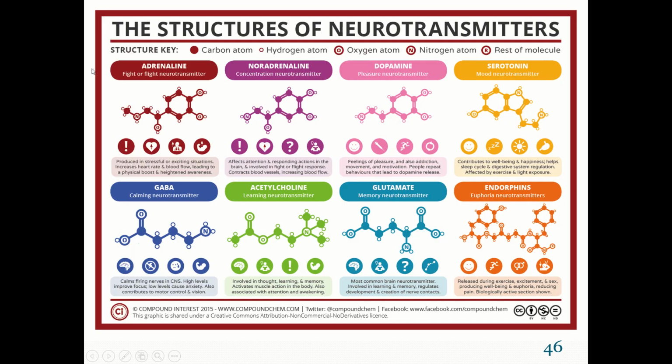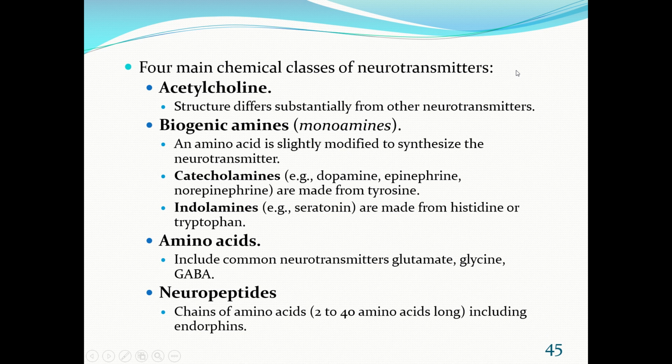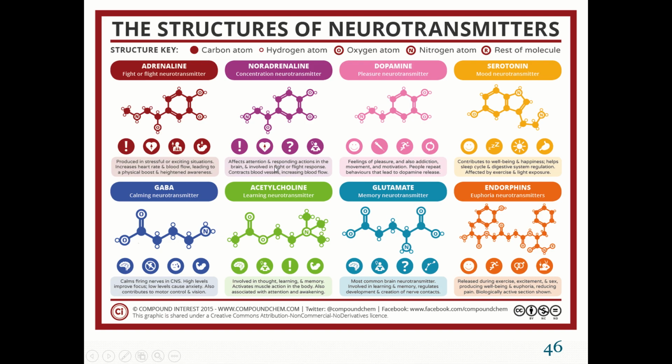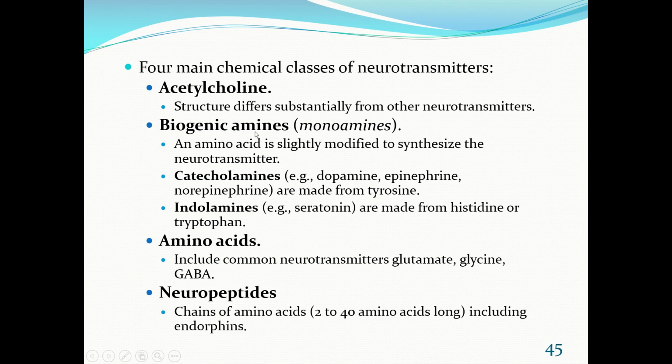Then we saw the biogenic amines, so we see that there's dopamines and epinephrines and norepinephrines, and then serotonin. So there's your adrenaline and noradrenaline, and the dopamine, right? And then the serotonin. So all of those up there, dopamine, epinephrine, serotonin, those are all going to be the biogenic amines.